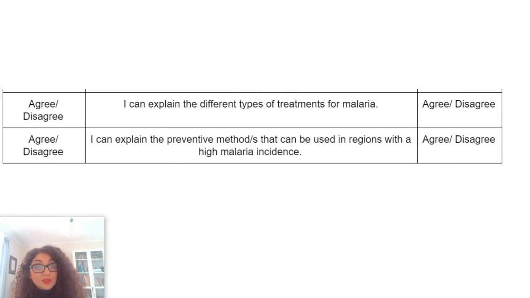All right, so we've only got 2 statements for today. This lesson is not as long as some of the other ones. You'll have to explain the different types of treatments for malaria. So take a minute to decide, do you agree or disagree with this in the beginning? And then we'll see how your understanding has developed towards the end of the lesson. And I can explain the preventative method or methods that can be used in regions with a high malarial incidence. So just take a minute, decide on whether you agree or disagree with those in the first instance, and then we'll get started with the lesson.